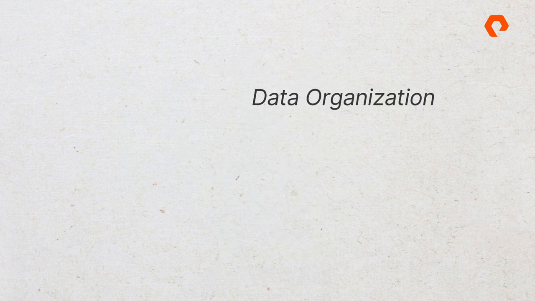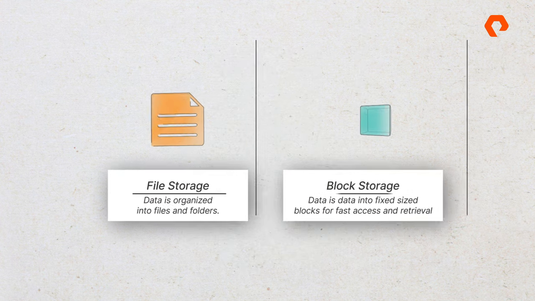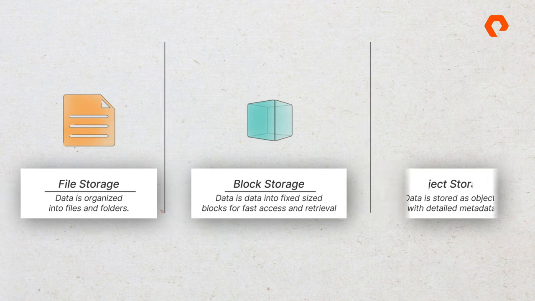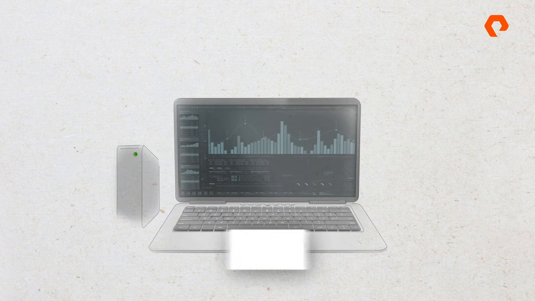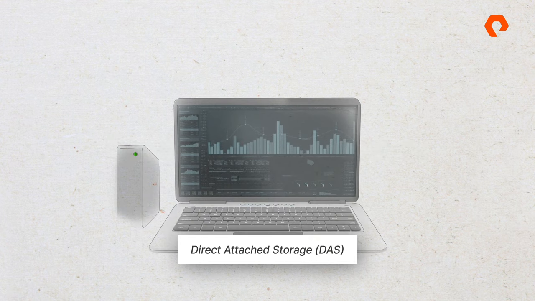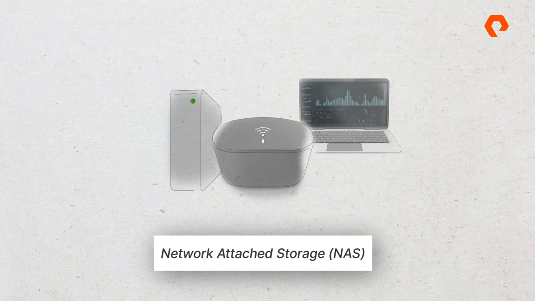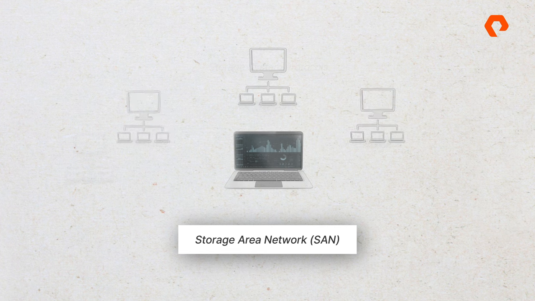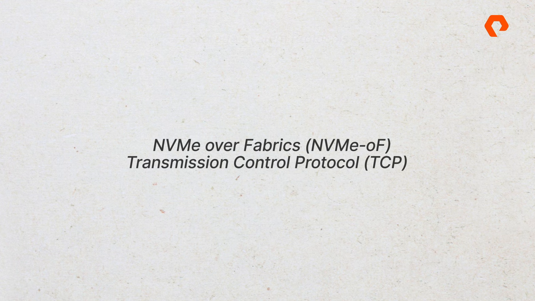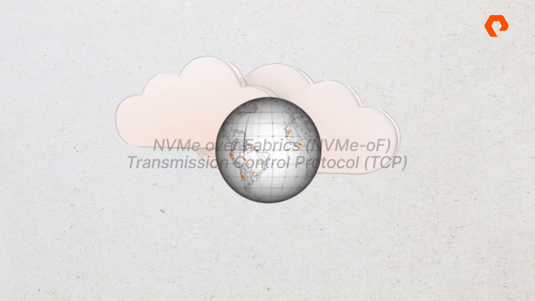Data is organized in three ways: file storage, block storage, and object storage. Storage system protocols determine how data is accessed. DAS connects directly to a server or computer. NAS allows data to be accessed over a shared network. An SAN allows access to data on multiple computers and servers in a network. Newer protocols like NVMe over fabrics and TCP deliver even more speed for ultra-fast storage.